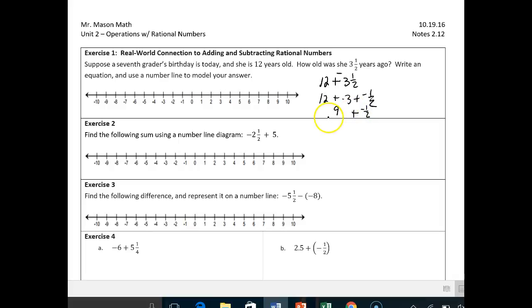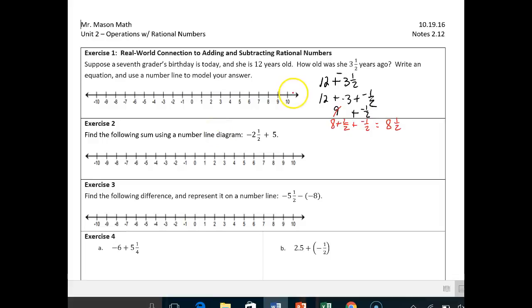Now here's the tricky part. Hopefully you recognize that you have to borrow here. This becomes 8 plus the whole number that we borrowed, determined by that denominator, so 2 over 2 plus negative 1/2. And what are we left with? We're left with 8, and 2 plus negative 1 is 1. 8.5 years old.